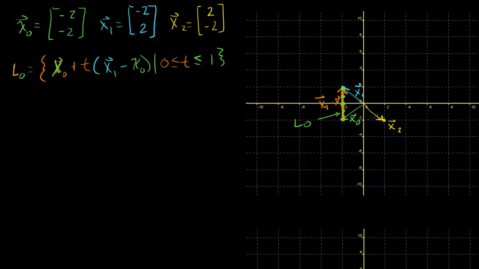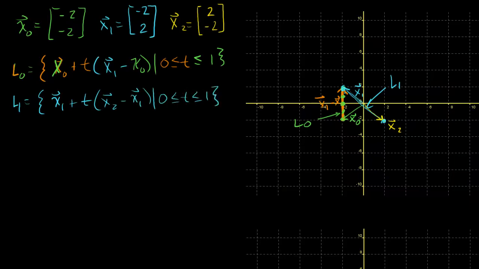Now, we could do the same exercise if we wanted to find the equation of the line that goes between x1 and x2. We could call this L1. L1 would be equal to x1 plus t times x2 minus x1, for 0 less than or equal to t less than or equal to 1.